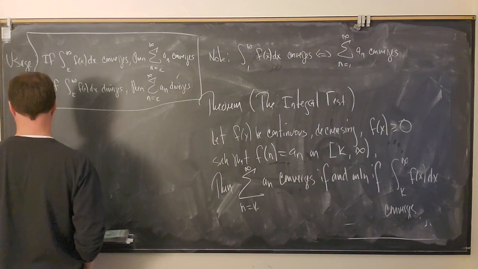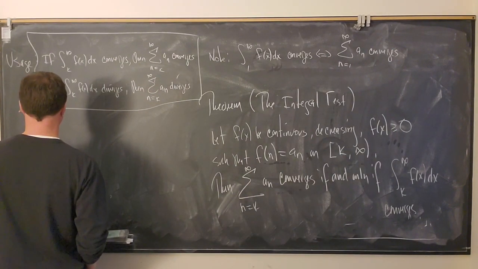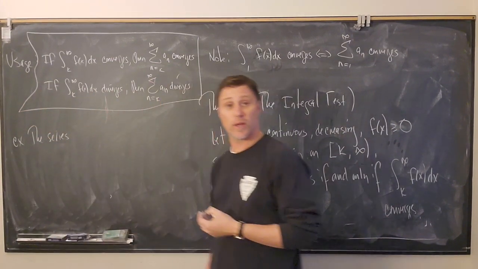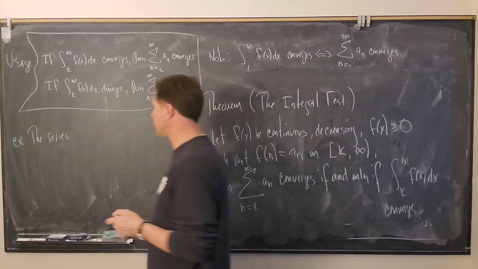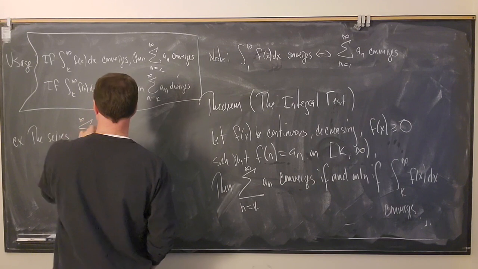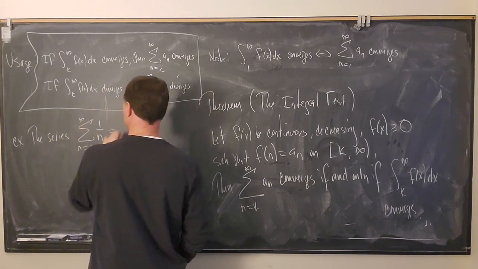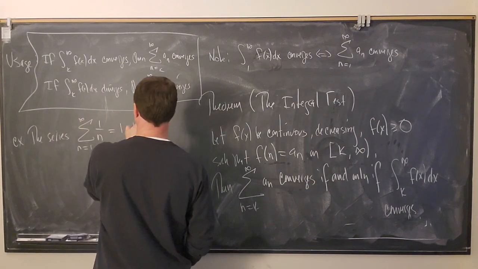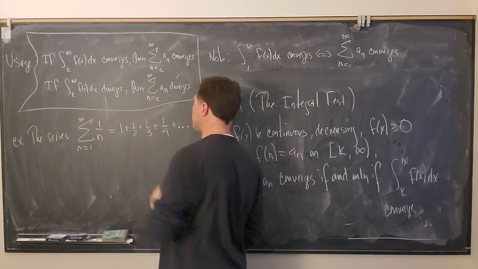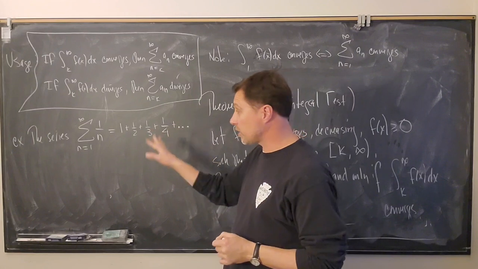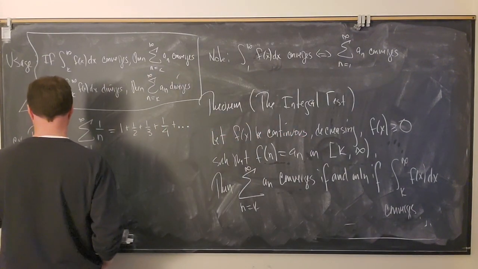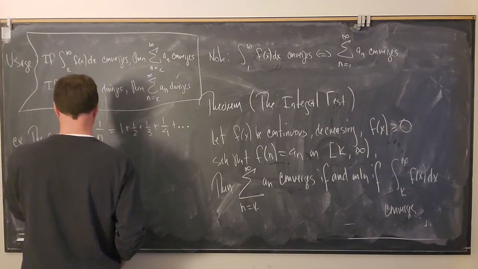So this is one that we looked at last time, and I said, well, we don't have enough technology to show that it converges or diverges yet, but now we do. So the series, sum n equals 1 to infinity, 1 over n. That's the series that looks like this: 1 plus 1/2 plus 1/3 plus 1/4 plus ... This goes on forever, and this series has a name. This is called the harmonic series.